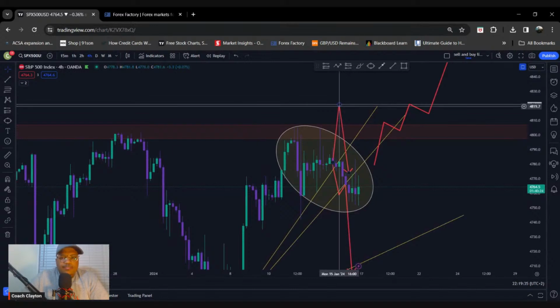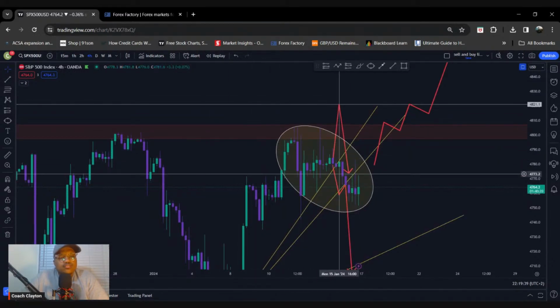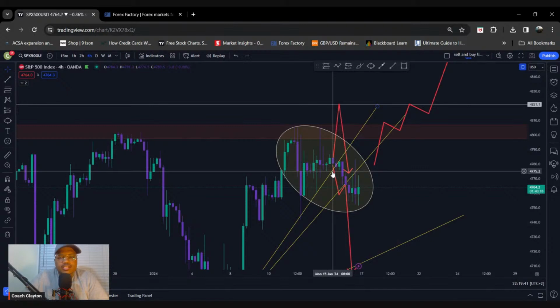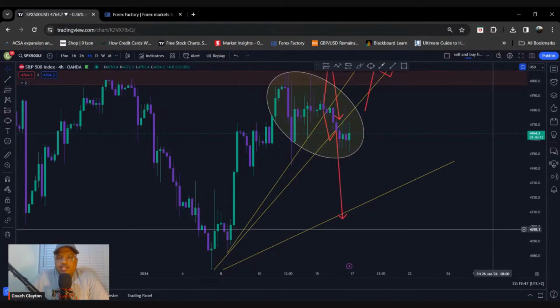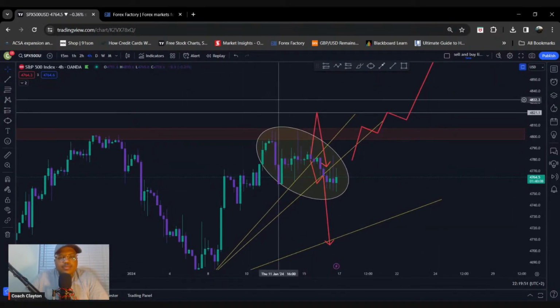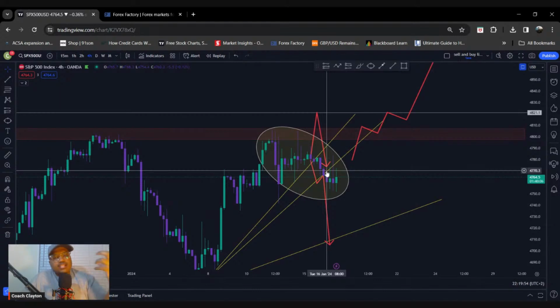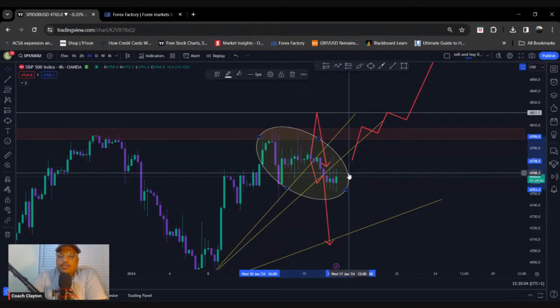Because of time, right? If this supply zone was strong, price action would have rejected it, and had a break of structure and made lower lows. However, price action is still sitting within that demand zone. So that's just information that you can use to your advantage, right? If you trade the S&P 500.